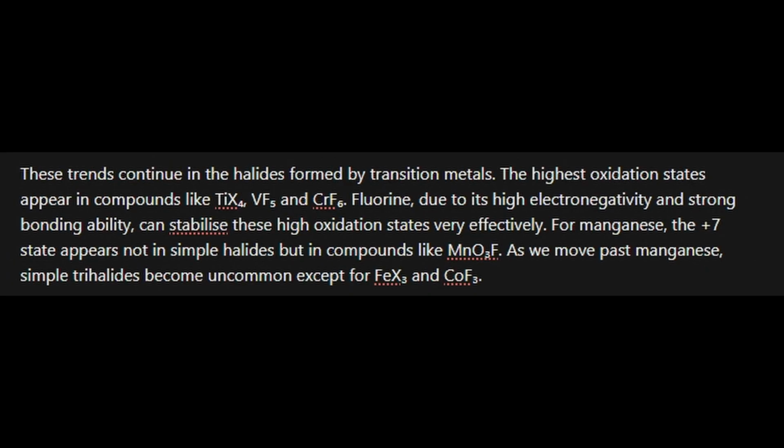These trends continue in the halides formed by transition metals. The highest oxidation states appear in compounds like TiX4, VF5, and CrF6. Fluorine, due to its high electronegativity and strong bonding ability, can stabilize these high oxidation states very effectively. For manganese, the +7 state appears not in simple halides, but in compounds like MnO3F. As we move past manganese, simple trihalides become uncommon except for FeX3 and CoF3.